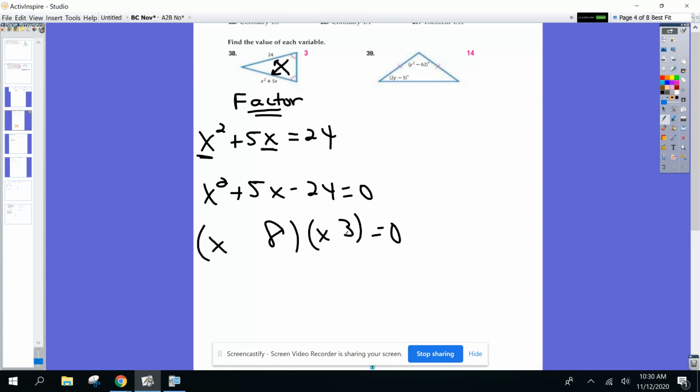Doesn't have to be negative 24? Okay, negative 24. Multiply to negative 24 and add to 5. Plus 8 minus 3. Those are my numbers. Now, keep going.